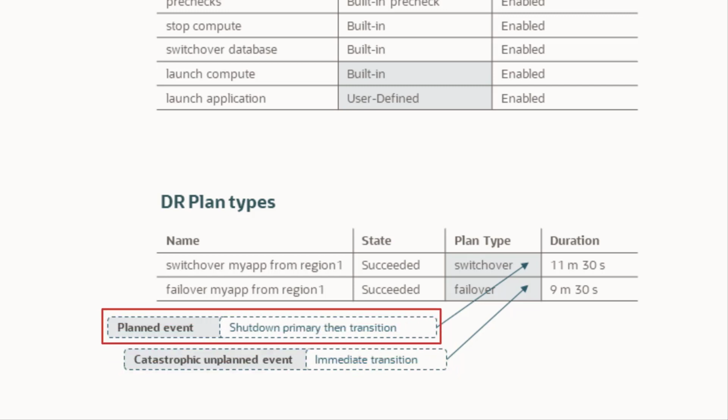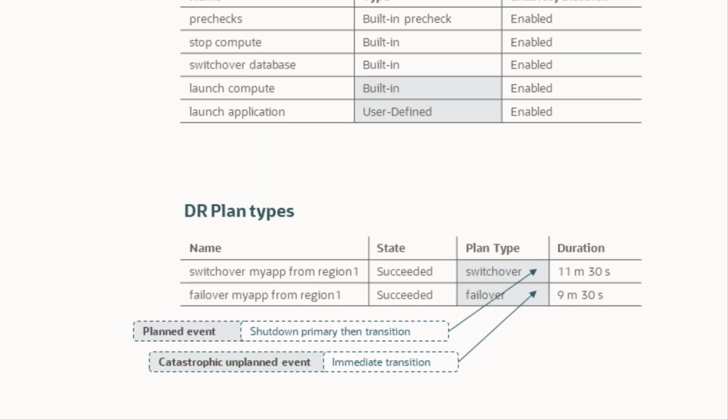You will execute a switchover plan if everything is working normally, but you've scheduled a planned outage for some reason. Unlike failover plans, switchover plans contain steps that are executed at both the primary and standby regions as tracked by FullStackDR.